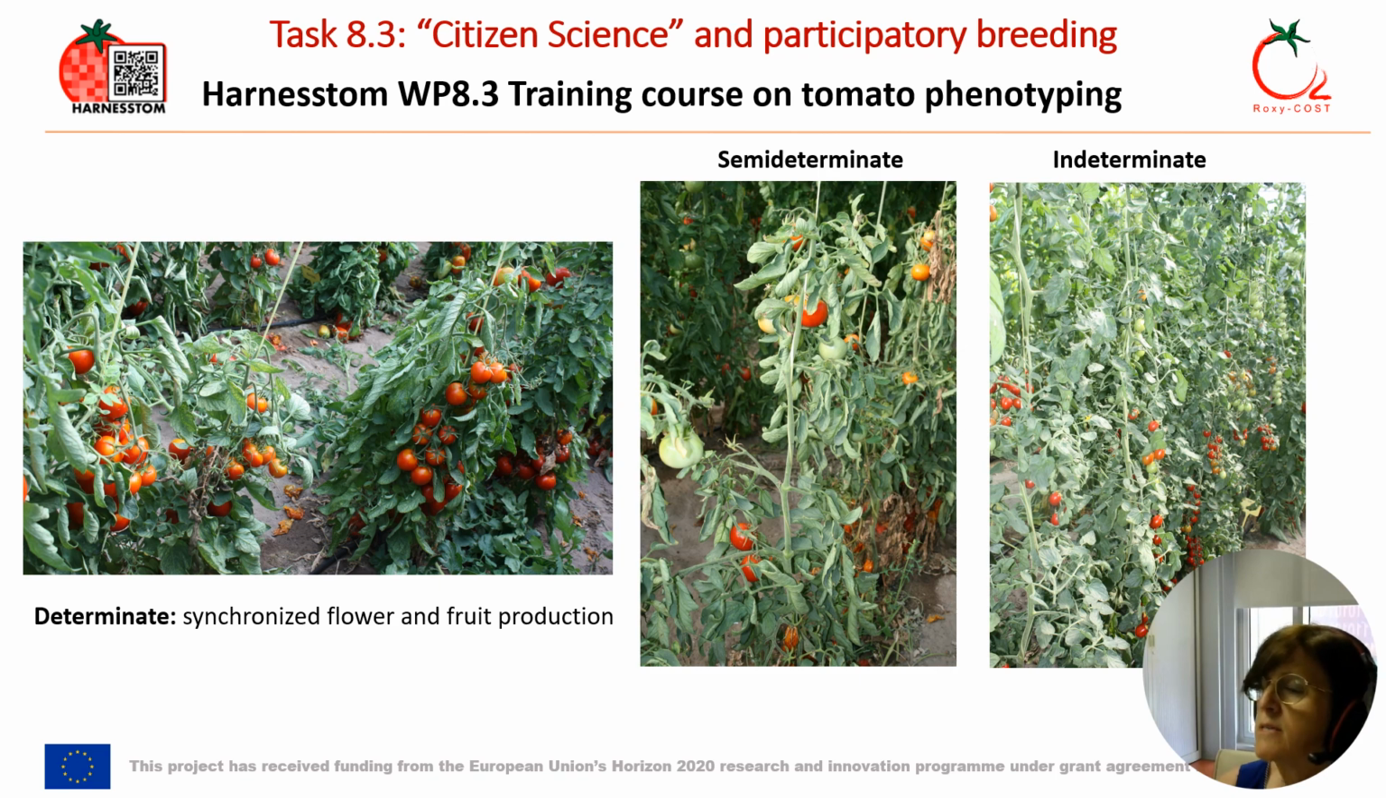Determinate cultivars have synchronized flower and fruit production, which allows mechanical harvesting in the tomato processing industry, whereas indeterminate ones have more vegetative growth with continuous flower and fruit formation, being thus preferred for fresh market production in the open air or in the greenhouses.